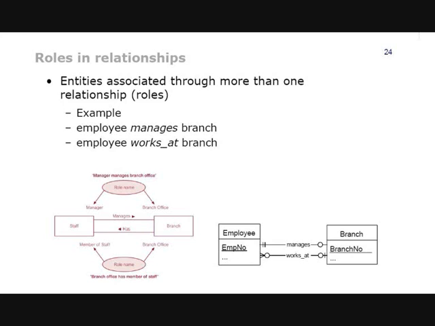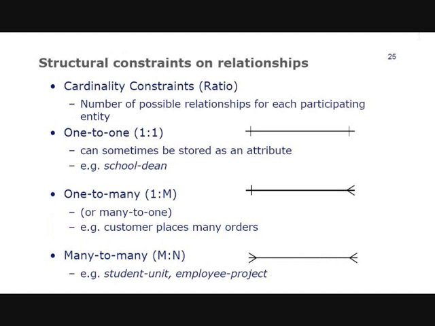Now we move on to the part of the structural constraints, which is where we look at the cardinality and the optionality of the relationships. And this is going to be, first of all, we look at the cardinality. And this is going to tell you the number of possible relationships for each participating entity.